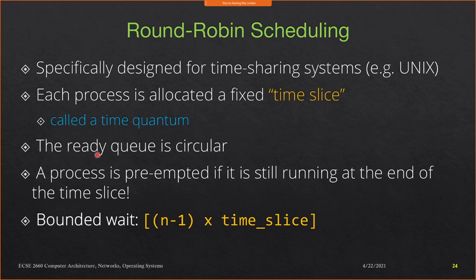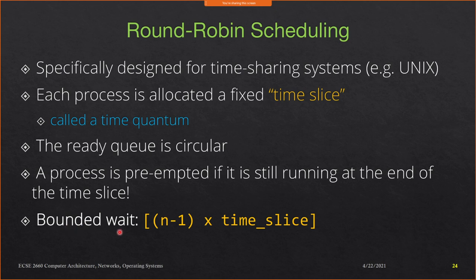Now, the ready queue is going to be circular in this case. So whoever gets preempted will go back to the end of the queue, right? So it's a circular queue in this case. A process is preempted if it is still running at the end of the time slice. So if your time quantum has expired, you will be preempted.